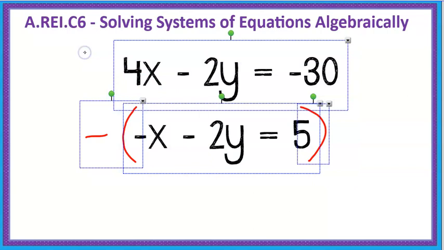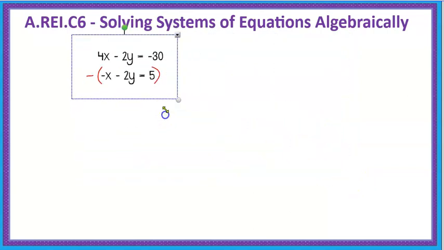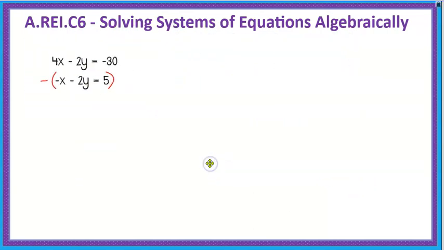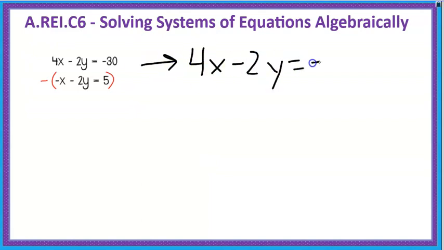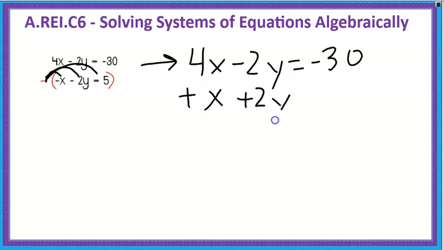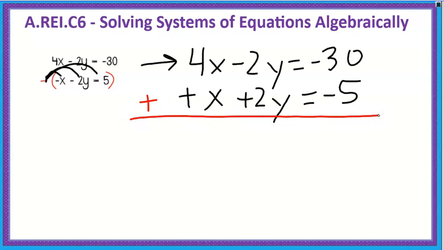So let's shrink this down a bit. And remember, I'm not doing anything to my first sentence. I'm going to keep this the same. But what I'm doing to my second sentence is distributing that negative. So I'm going to get a plus 1x, a plus 2y, perfect, and a minus 5. See how everybody switched signs? Now I can add them together or combine. There's my elimination.